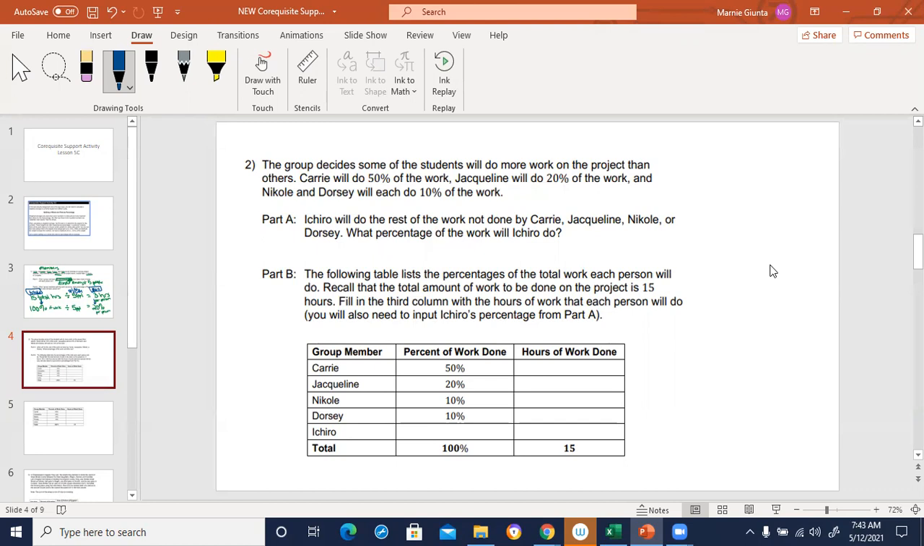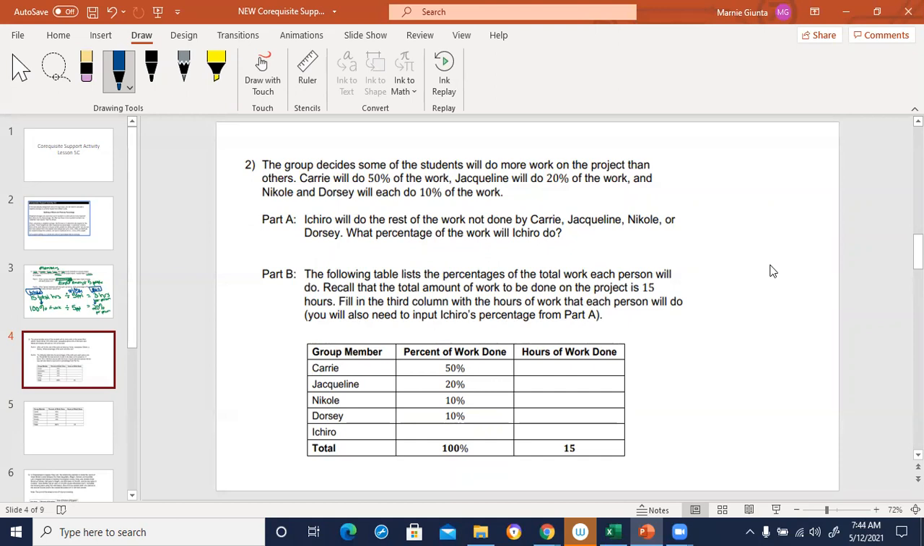And then it becomes a little more clear, the parts that are unknown and the parts that you need to solve for. So here in part A, it says each row will do the rest of the work not done by Carrie, Jacqueline, Nicole, or Dorsey. What percentage of work will each row do?